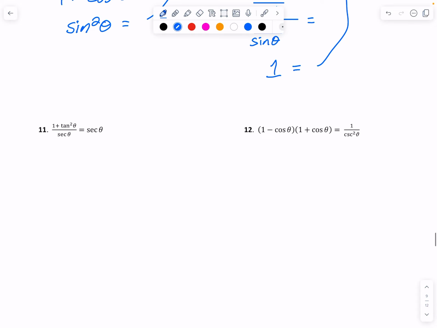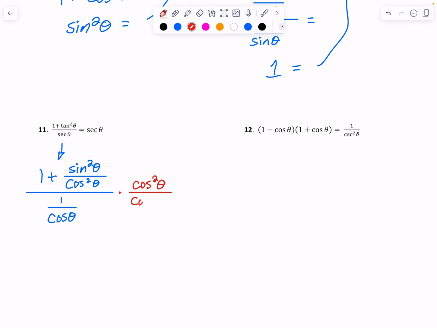All right, number 11. Okay, I don't see anywhere to start, so the first thing I'm going to do, because I have tangents and secant, I'm going to change it all to sines and cosines. Okay, so this becomes 1 plus sine squared theta over cosine squared theta. All right, and it's a complex fraction, that's okay. We're probably going to multiply our way out of this. And then secant on the bottom is going to be 1 over cosine theta. So it makes sense, if I want to get rid of all my denominators, I think I should multiply the top and bottom by cosine theta squared.